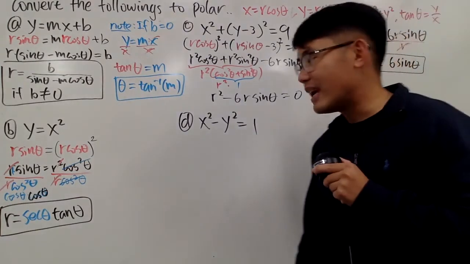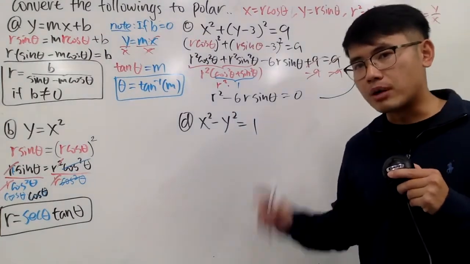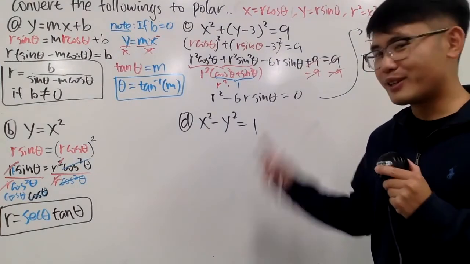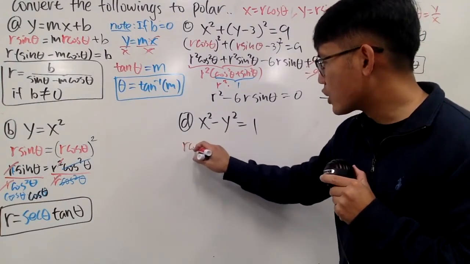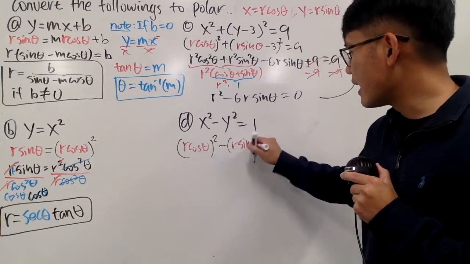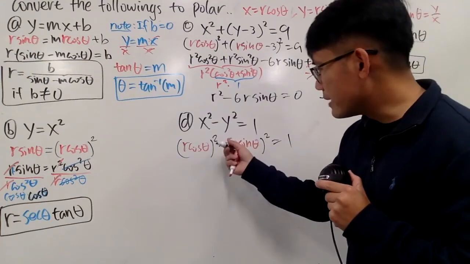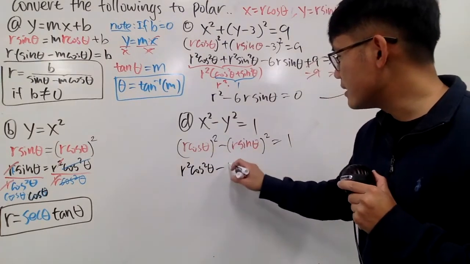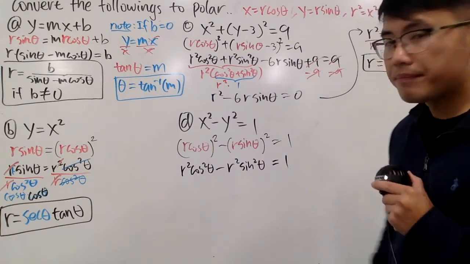And that's it. Okay, x squared minus y squared equals 1, a hyperbola. Doesn't this remind you of sine and cosine? Anyway, same old business. Here we go. This right here, we have r cosine theta, and we square that, and minus r sine theta, and we square that. That's equal to 1. Of course, multiply this out, we get r squared cosine squared theta, and this is minus r squared sine squared theta, and this is equal to 1.